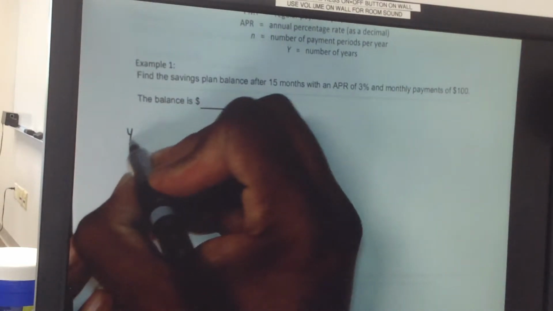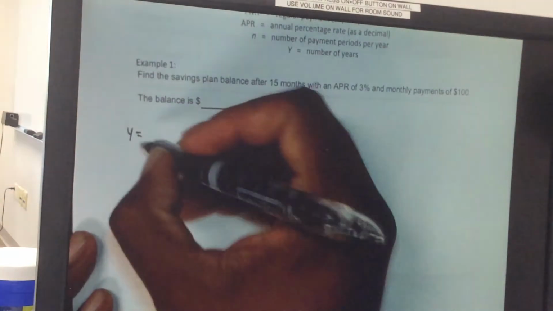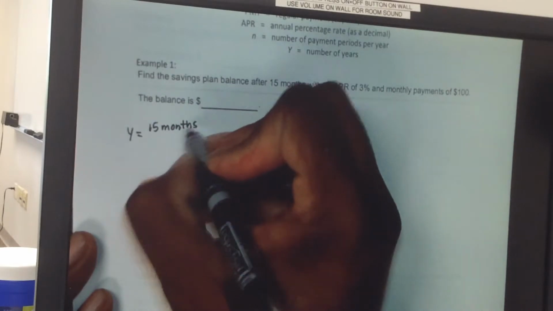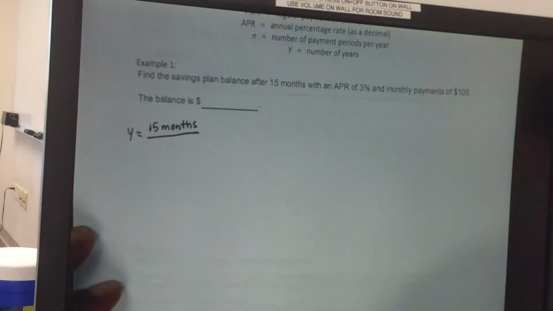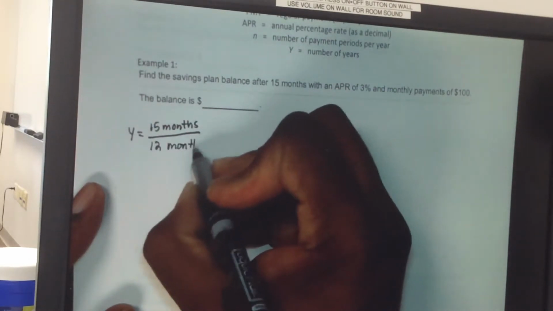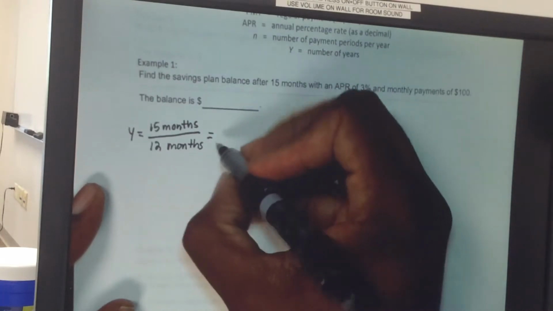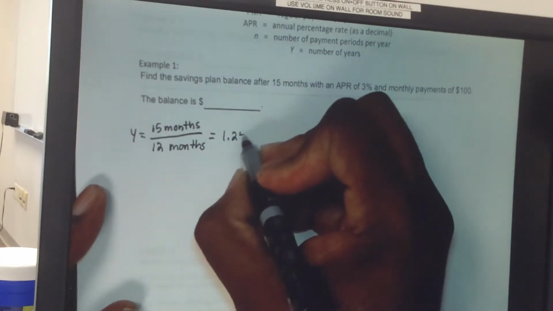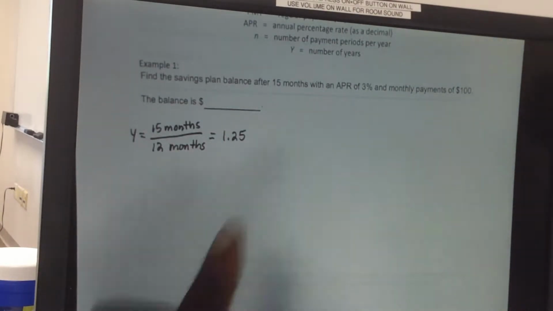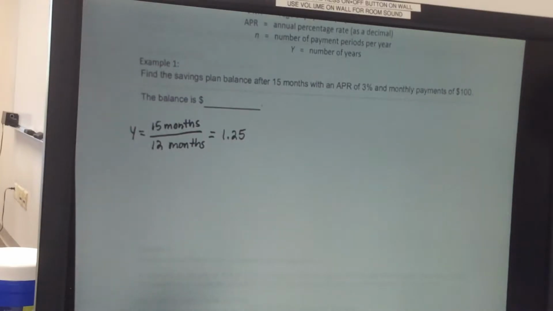So in this case, Y is equal to 15 months divided by 12, since there are 12 months in a year. 15 divided by 12 will be 1.25. So here, Y is going to be 1.25. Keep in mind, if it's in months, you have to divide by 12 to get the decimal amount in years.